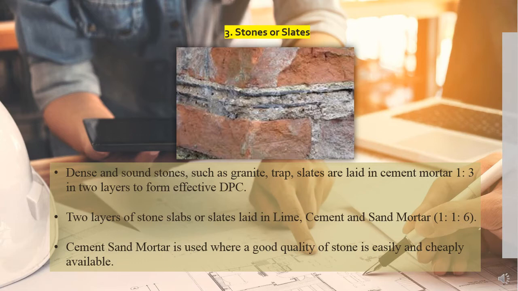Third is stones or slates. Stones such as granite, trap, and sandstone slabs are laid in cement mortar of 1:2:3 in two layers to form an effective DPC. Two layers of stone slab or slates laid in lime, cement and sand mortar of 1:1:6 make the best DPC. Cement sand mortar is used where a good quality of stone is easily and cheaply available.